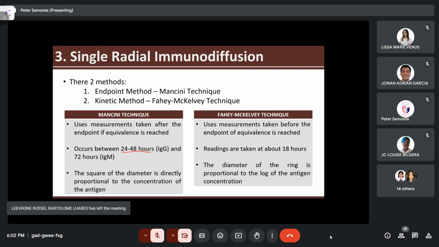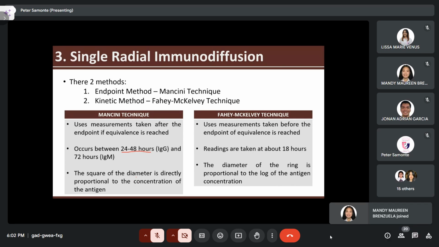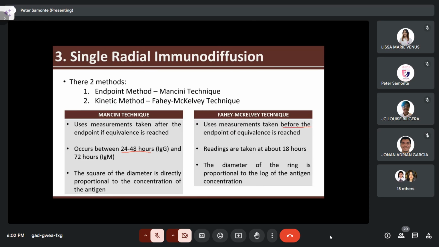The square of the diameter is directly proportional to the concentration of antigen. So the bigger yung ring na na-form, the greater the concentration of the antigen. Then for the Fahey-McKelvey technique, class, measurements are taken before reaching the endpoint of equivalence. So readings are taken at about 18 hours. The diameter of the ring is proportional to the log of the antigen concentration.